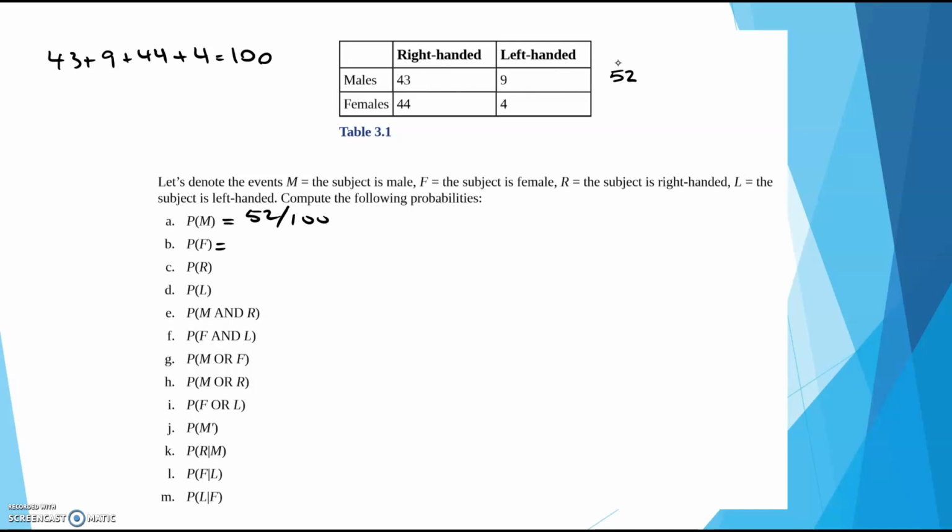Okay, for females, we do the same thing. We're going to add up how many females we have, and it looks like that's going to be 48. So this would be 48 divided by 100. Okay, and then look at right-handed people. So that's going to be 87. Okay, so this is going to be 87 out of 100.